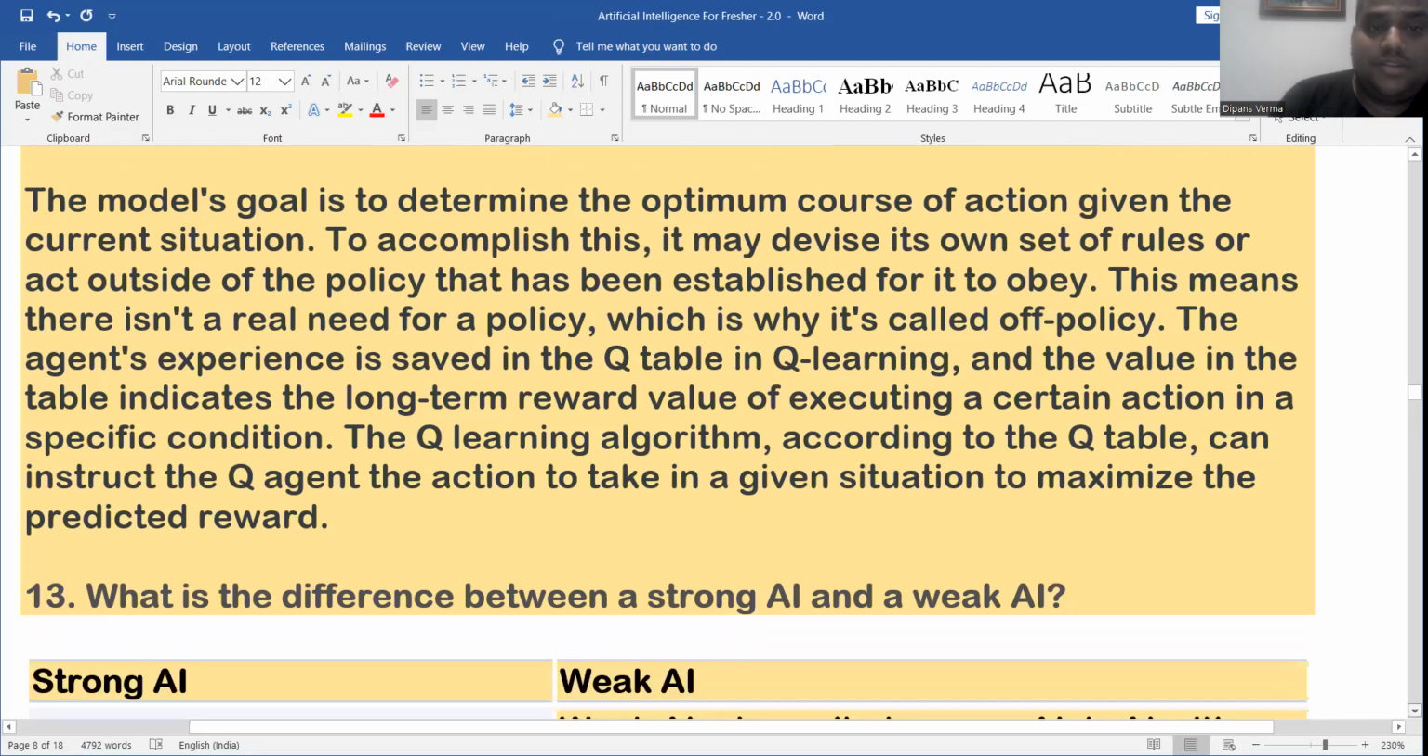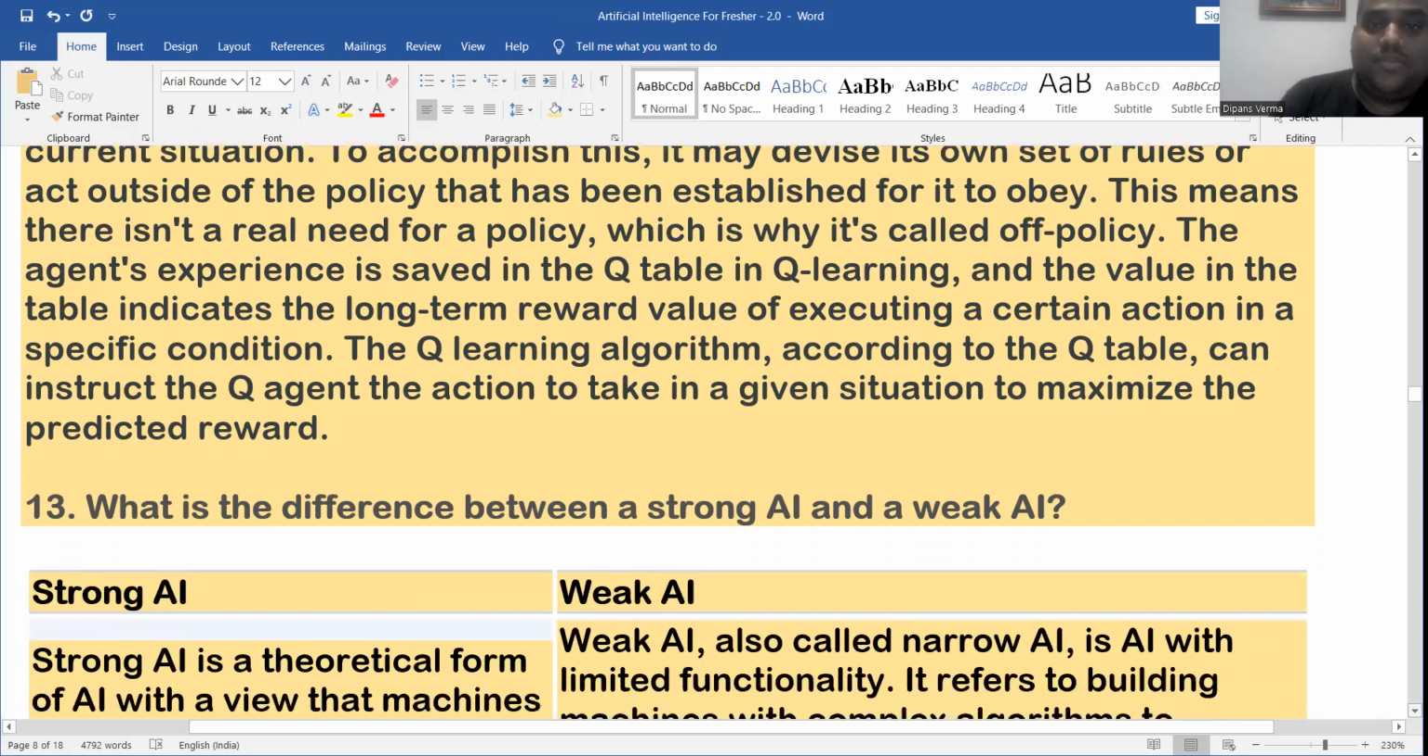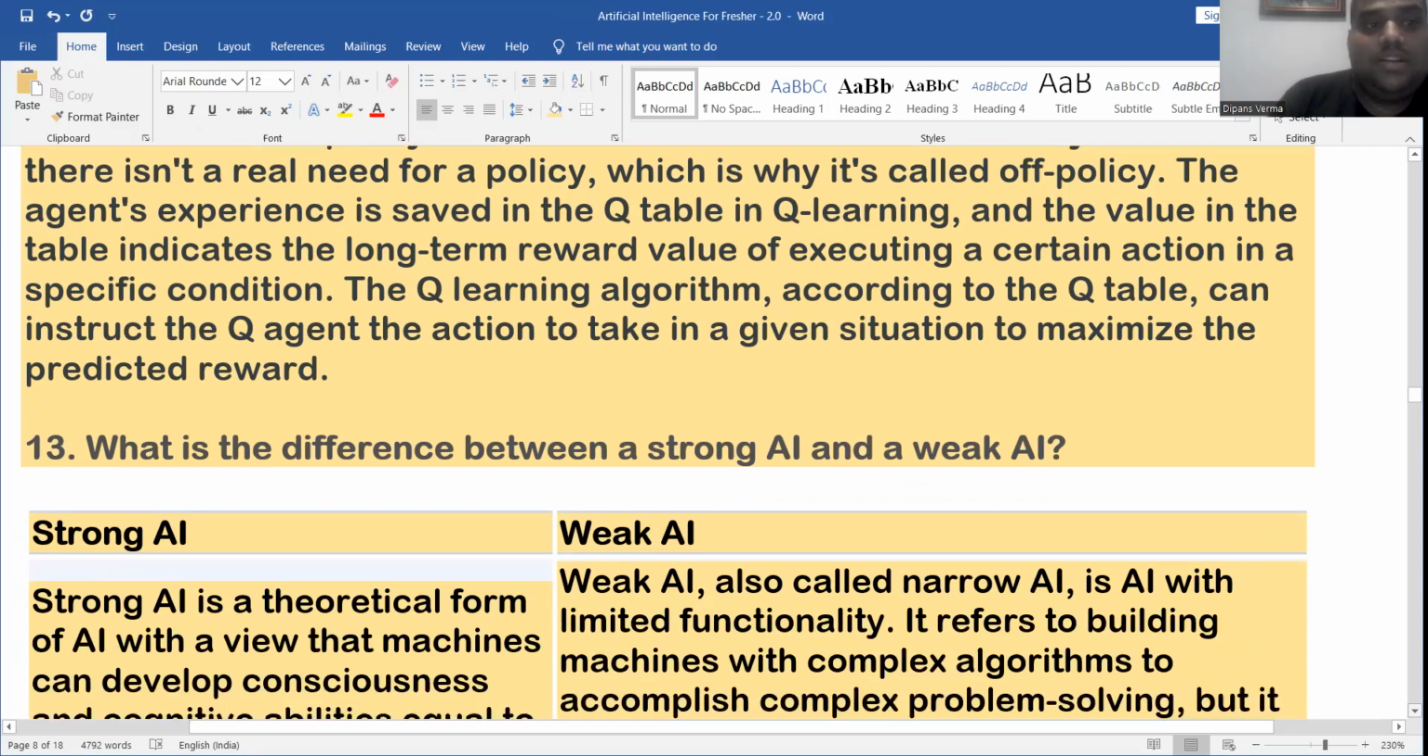The agent's experience is stored in the Q table in Q learning, and the value table indicates the long-term reward value of executing a certain action in a specific condition. The Q learning algorithm, according to the Q table, can instruct the agent which action to take in a given situation to maximize the predicted reward.